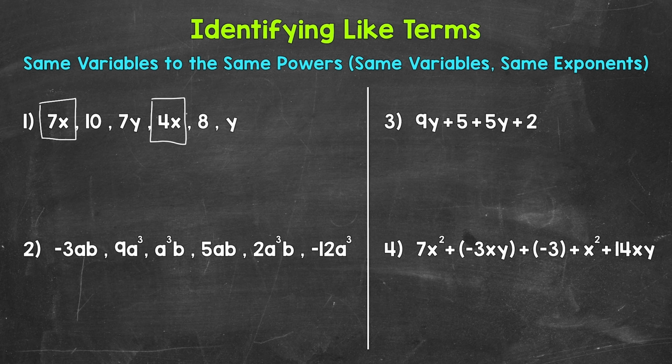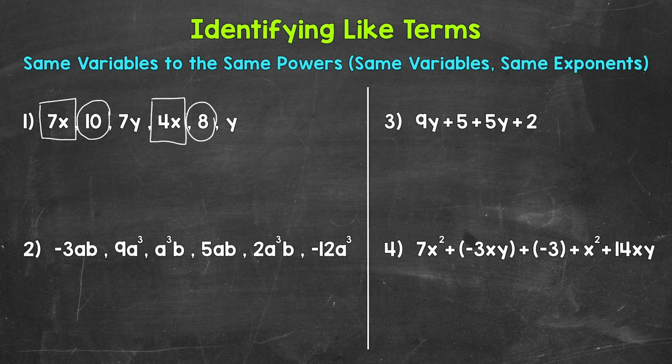Next, we have 10. This is called a constant term or constant because the value stays the same. It stays constant. There aren't any attached variables that can change the value of this term. So let's circle 10 to keep it separated from the other like terms. And then the like term is going to be 8. 8 is also a constant term. So constant terms are like terms.